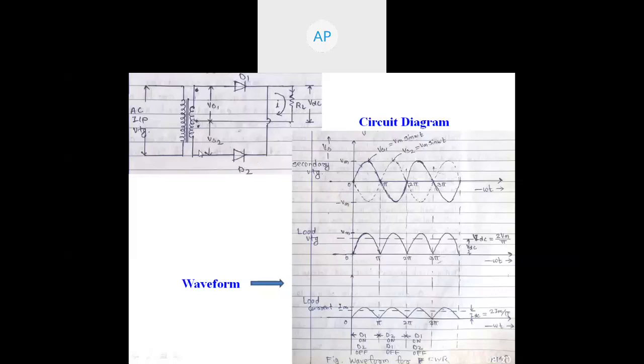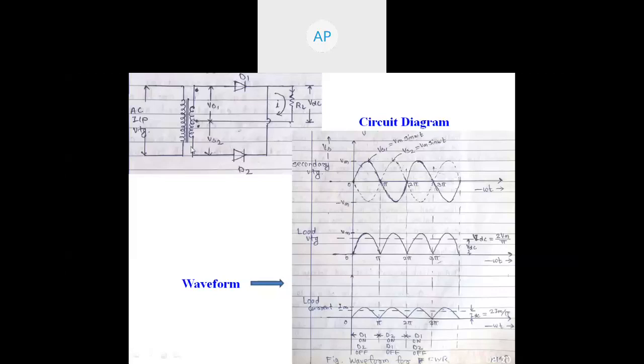So the positive terminal of the transformer is connected to the anode, and the negative terminal is connected to the load. Sorry, the negative terminal is connected to the cathode terminal of diode D2. Therefore, diode D2 will be forward biased. As it is forward biased, if we consider an ideal diode, then it is a closed switch.